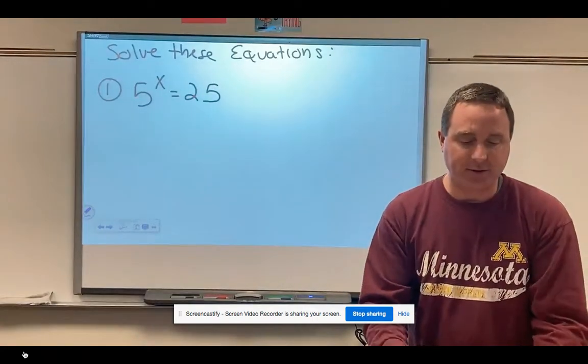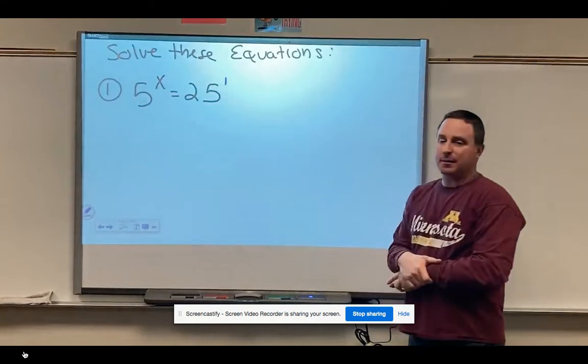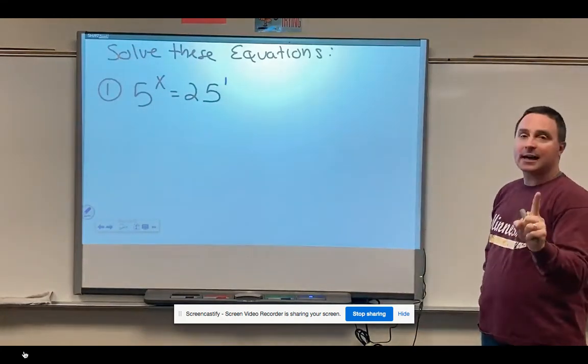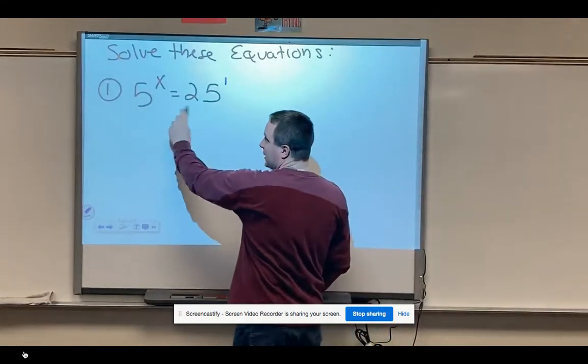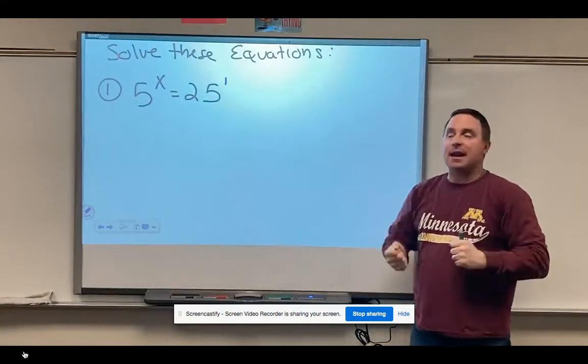Okay, I have 5 to the x power equals 25 to the first power. The bases aren't the same. I can't say x equals 1. They're not the same. And here's the key concept for this last thing that we're going to talk about. We're going to have to change these numbers, change one of them and sometimes both of them, into a number that has the same base.